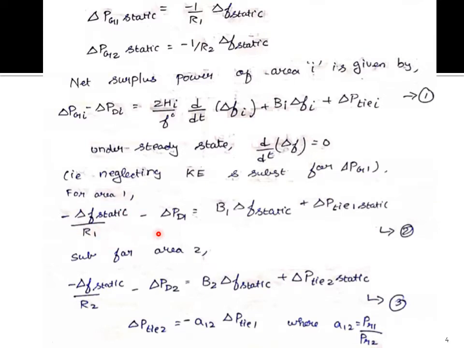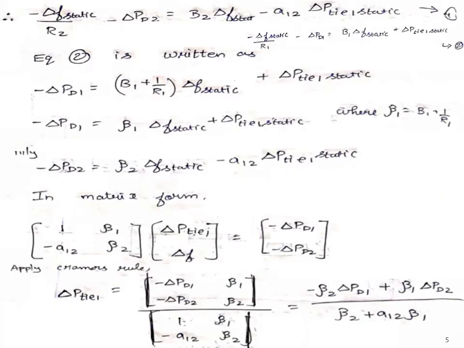This is your del Pg1 minus del Pd1, and the kinetic energy term will go, so only B1 del F static and del P tie line 1 remain. Similarly, for area 2, your equation will be expressed like this. And we know the relation between del P tie line 2 and del P tie line 1: the difference will be minus A12. A12 is the ratio of the rated power of area 1 to area 2. So our control area 2 equation will come like this.